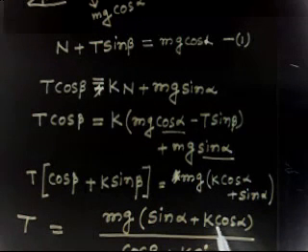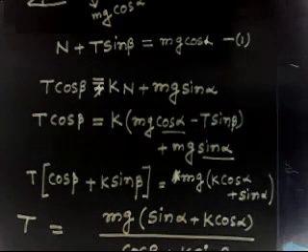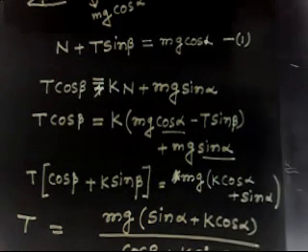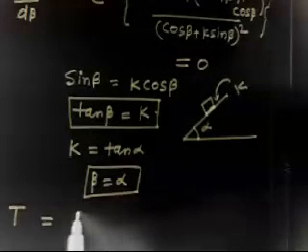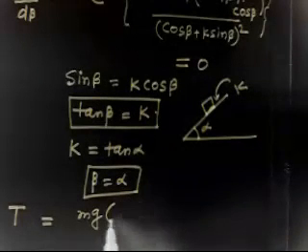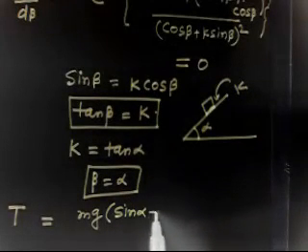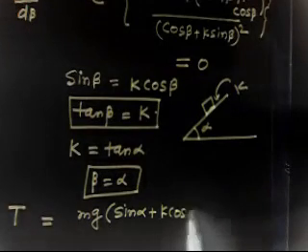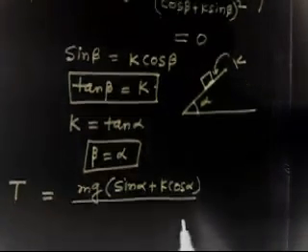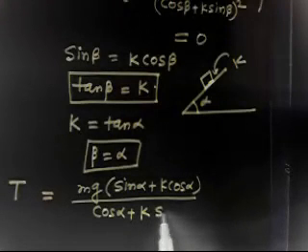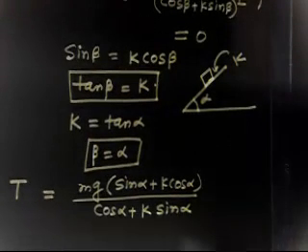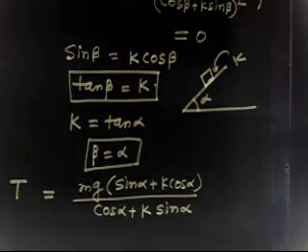Or if you want, you can leave this K simply, and then you can find the value of tension minimum. So let us say mg (sin alpha plus K cos alpha) divided by, with beta equal to alpha, cos alpha plus K sin alpha. Are you getting? So this is the minimum value of tension.